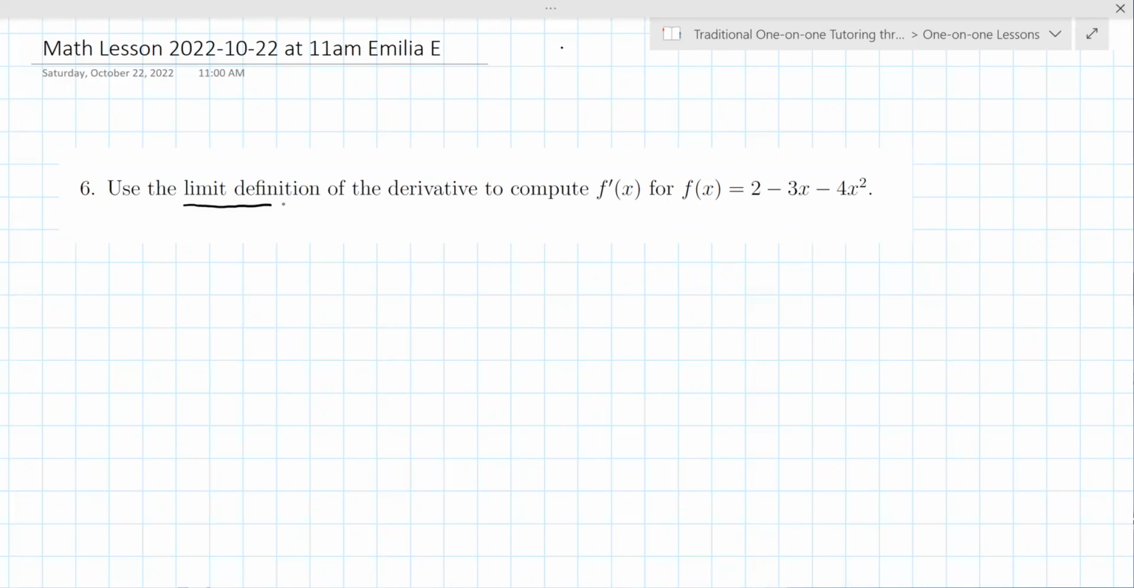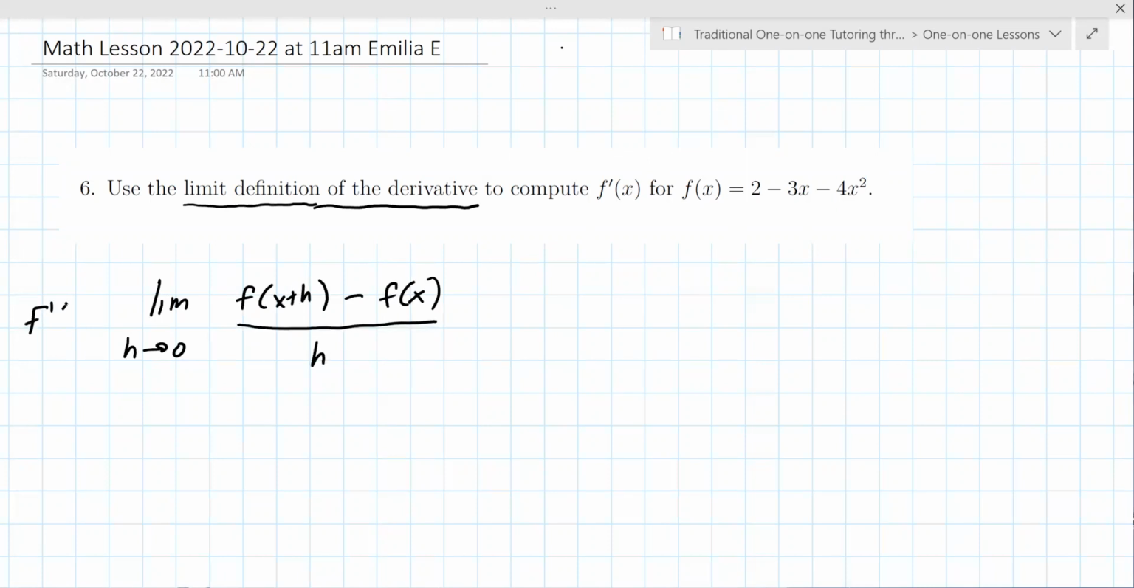Whenever it says limit definition or definition of the derivative, you're going to be using this notation. Limit as h goes to 0, f of x plus h minus f of x all over h. And this is the derivative. Okay, so you start with that.